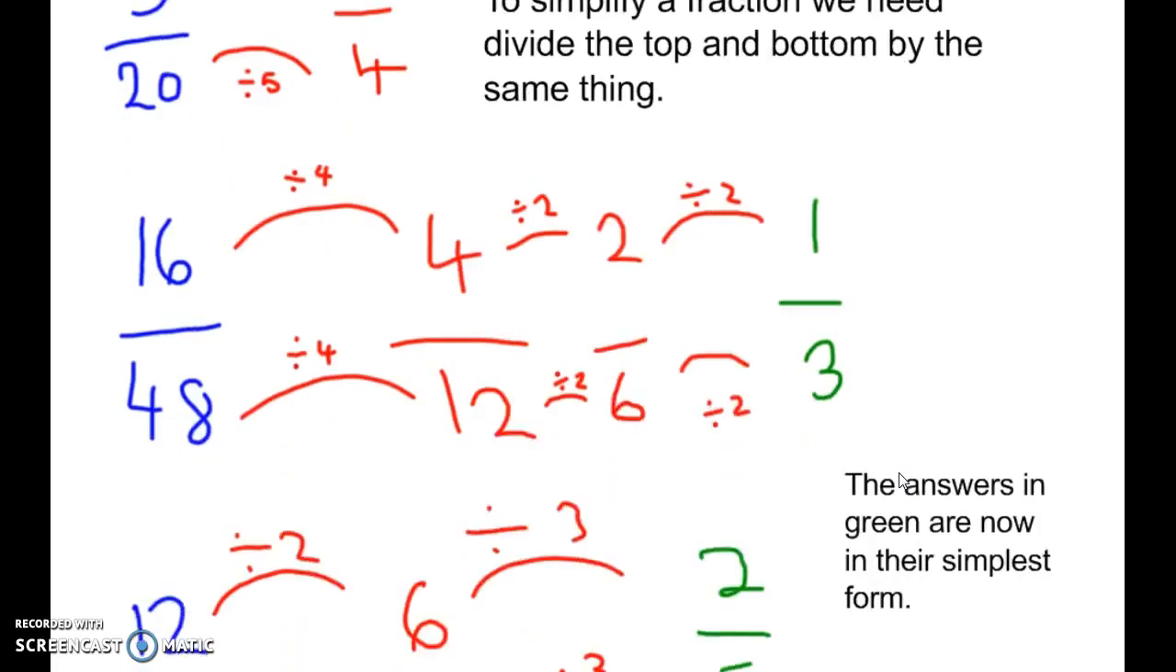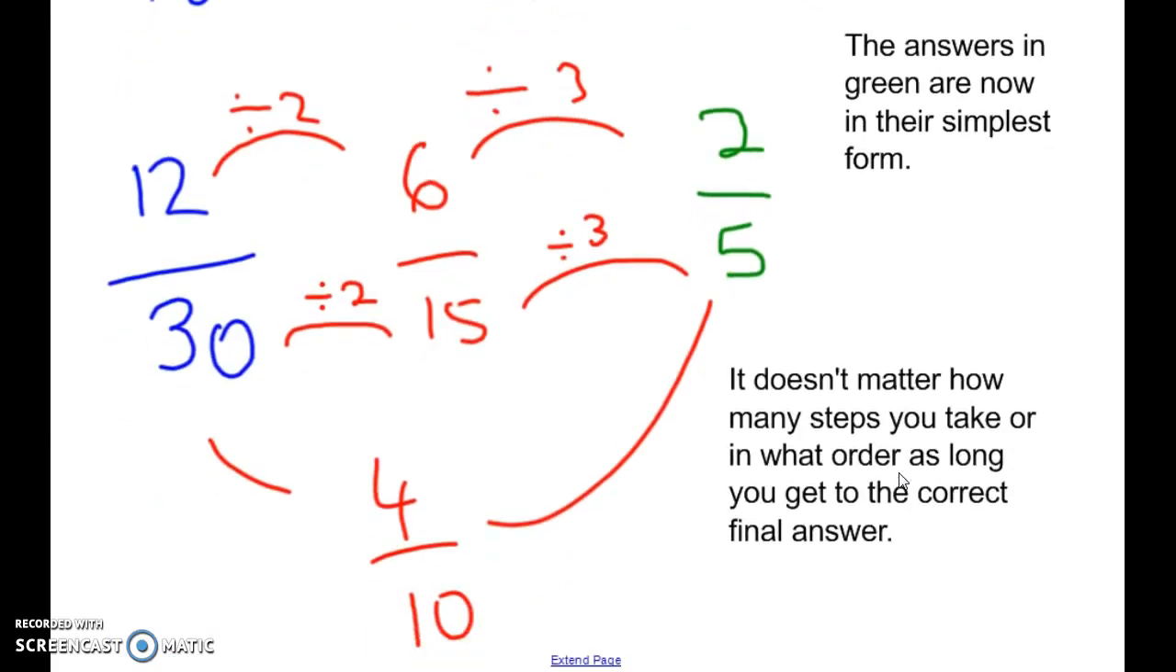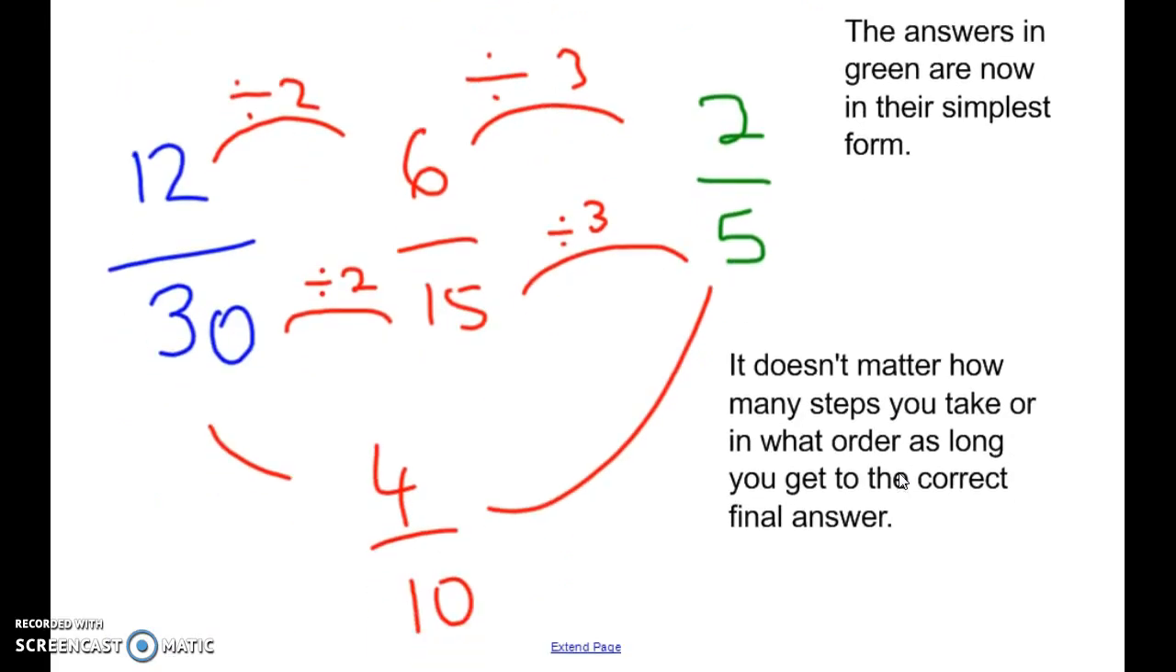Let's look at one more. It's just highlighting that you can do this in different ways. I've started with 12/30ths, and if you look here, divided by 2, then by 3 to get 2/5. Alternatively, I could have divided by 3 first, top and bottom, to get 4/10, then divided by 2 to get 2/5. So, key point here, doesn't matter how many steps or in what order, where you end up is what matters. So that is now in its fully simplified form. Okay, let's move on.